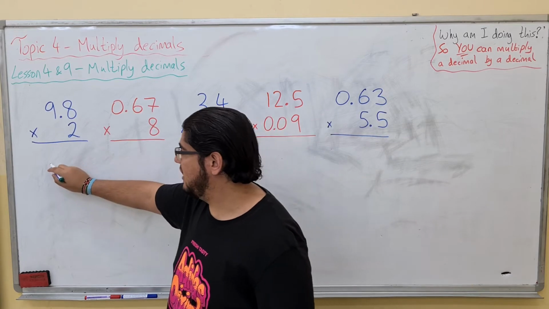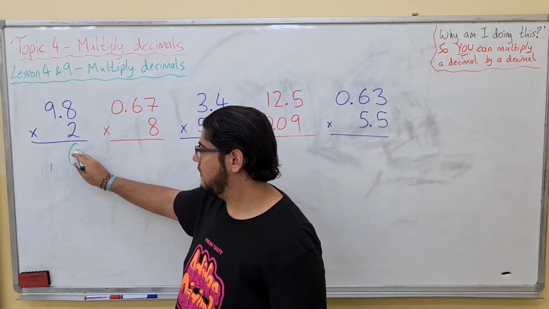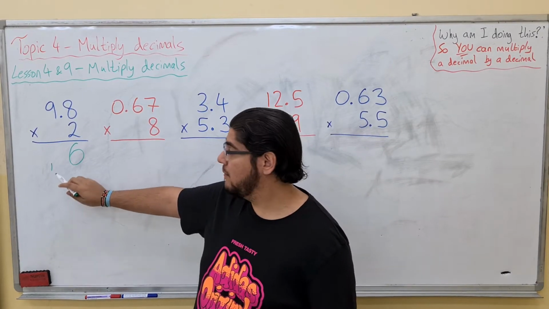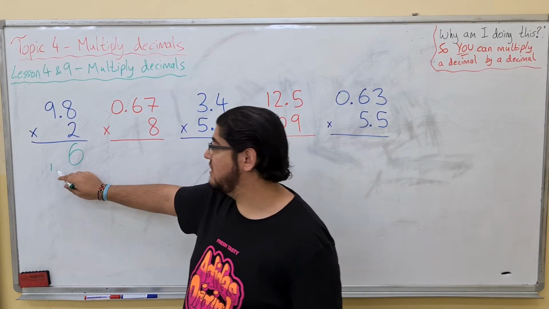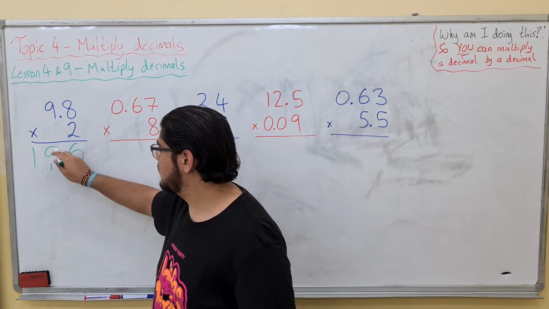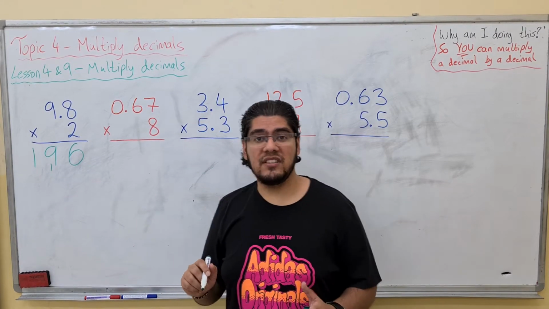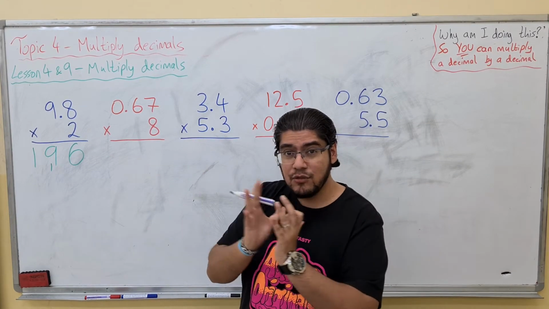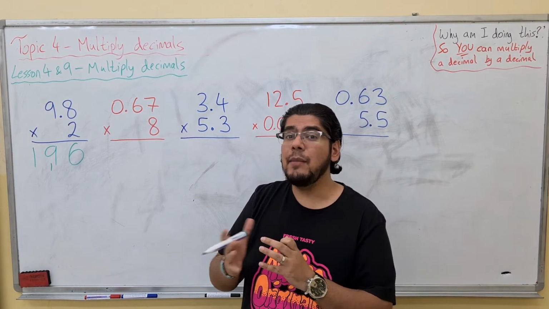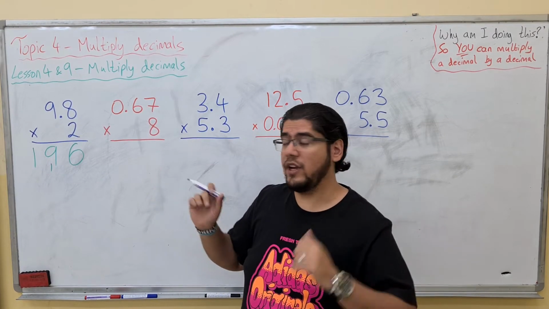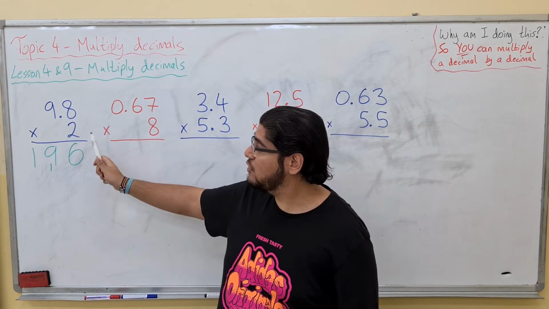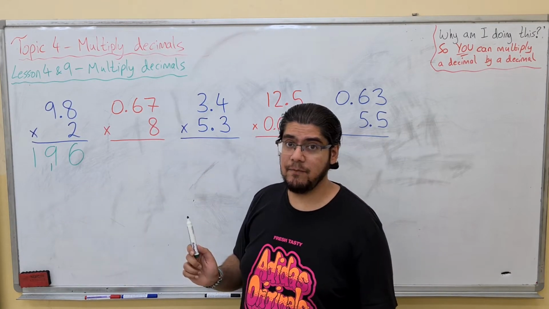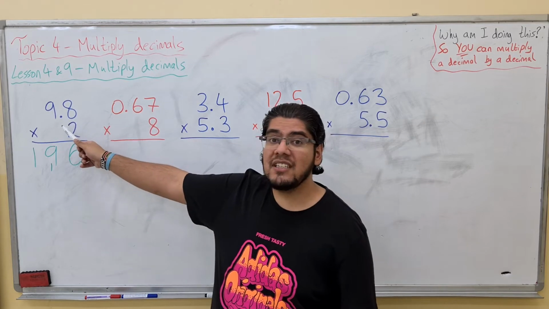2 times 8 is 16. Write the 6. Carry the 1. Okay? 2 times 9 is 18. Add the 1 that we carried, 19. And remember, please, as I always say, use lots of space and space your numbers out when multiplying. Please don't squash it together. You can very easily make a mistake. Lots of space, okay? So 98 multiplied by 2 equals 196. Now then, let's look at the decimal point.